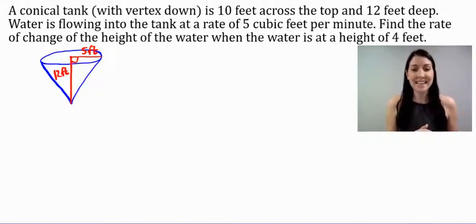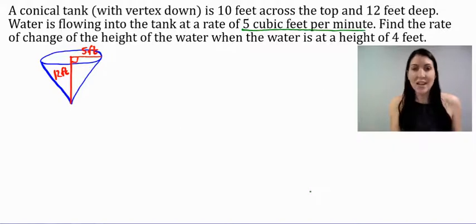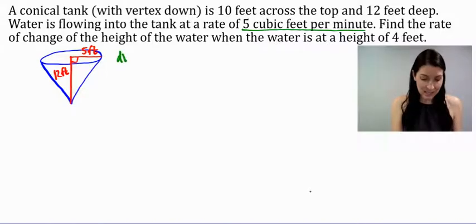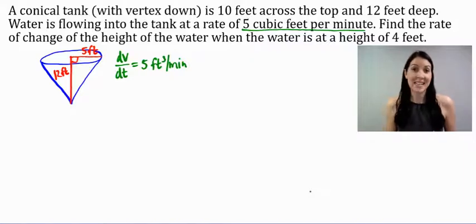Water is flowing into the tank at a rate of 5 cubic feet per minute. Looking at the units there, 5 cubic feet per minute, we can see that that's the rate that volume is changing. So that would be dV/dt. Because water is flowing into the tank, that rate for volume is positive. If water was flowing out of the tank, we would want to make sure to make that rate negative.